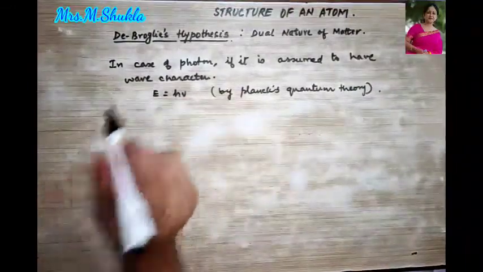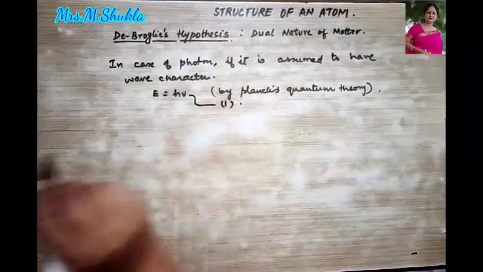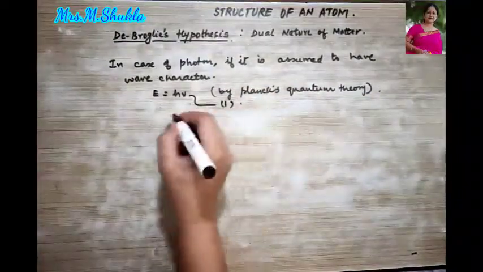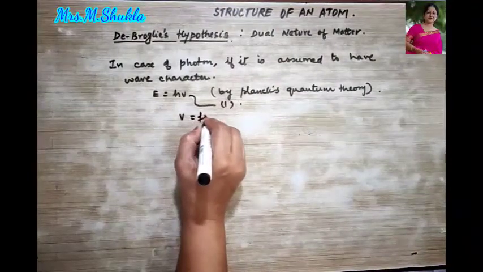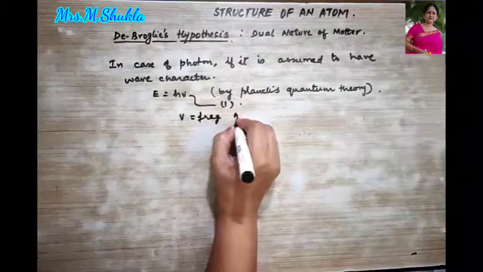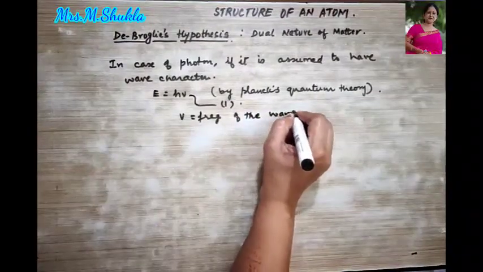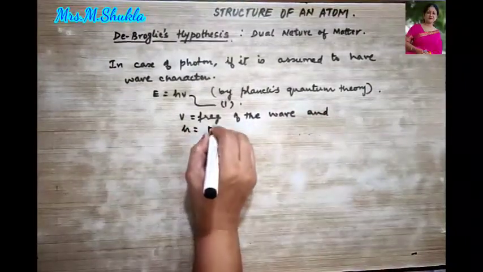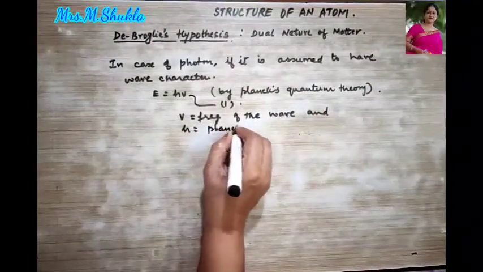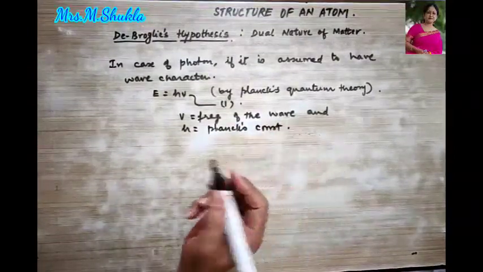Now let me take this as equation 1. Over here, E is equal to hv, where v is the frequency of the wave, and what is h? h is your Planck's constant. This we have been studying since yesterday.